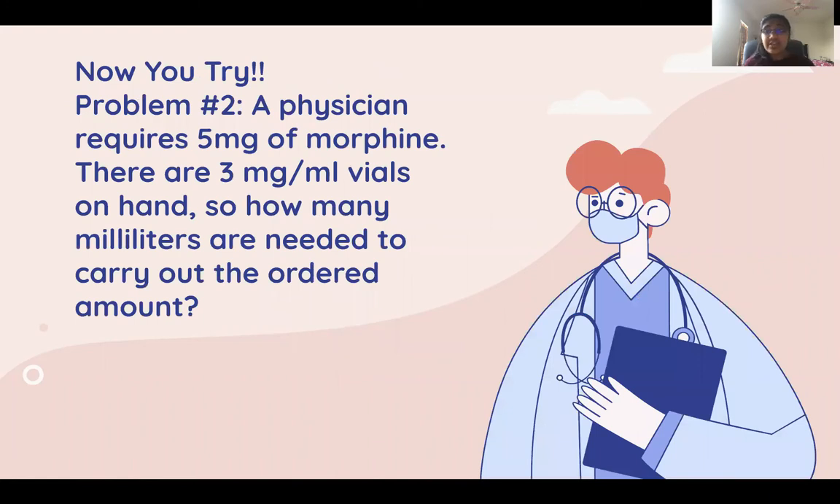Now you try another example. A physician requires 5 milligrams of morphine. There are 3 mg per ml vials on hand. How many milliliters are needed to carry out the ordered amount? We will again go over this at the end.